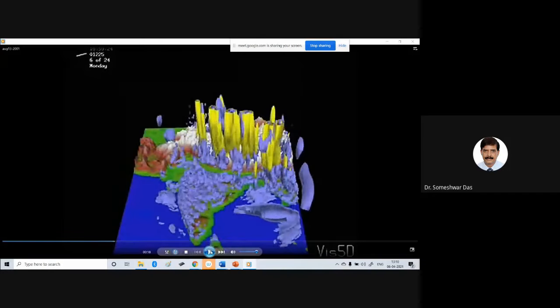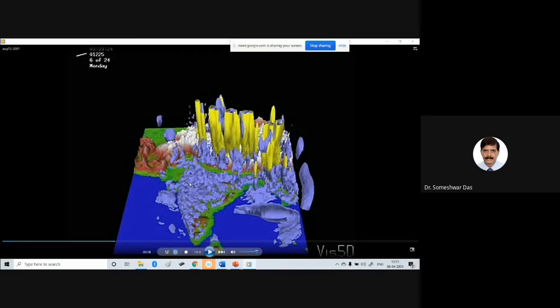Now you see, can you see these tall yellow towers? Yes, sir. So these tall yellow towers, as you can see, are around the foothills of the Himalayas, or you can say over the Indo-Gangetic plains, as simulated by the model. By the way, this is not the real cloud. This is the cloud as simulated by the model. Okay.